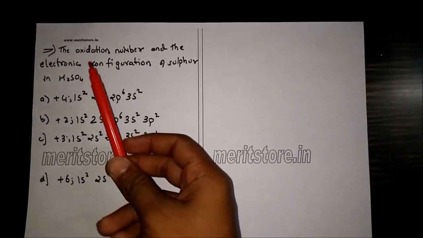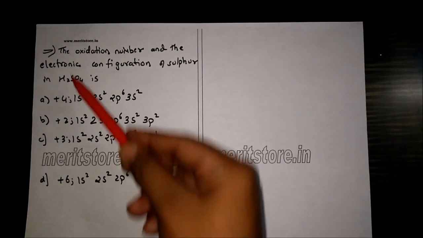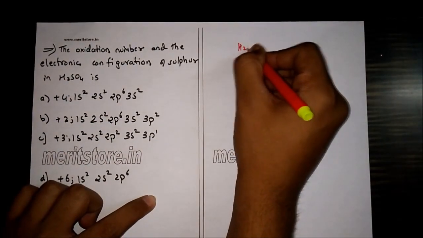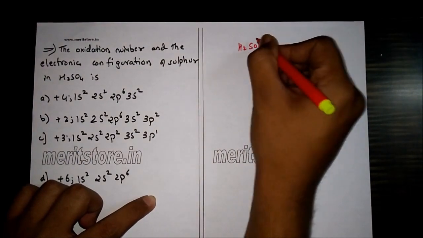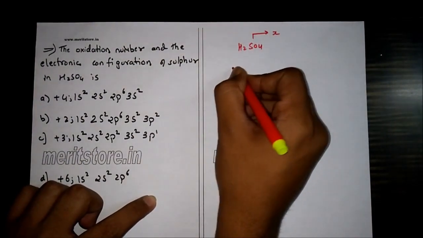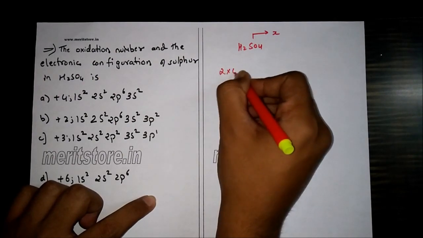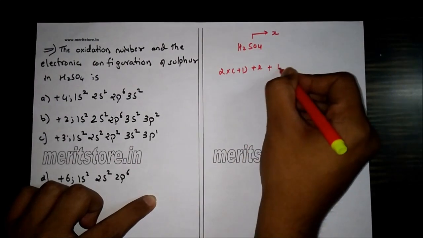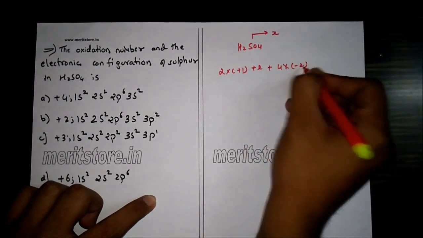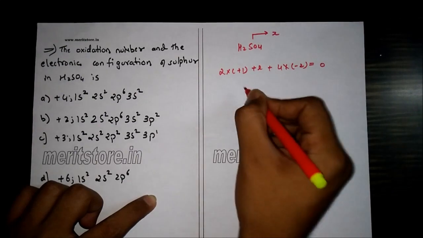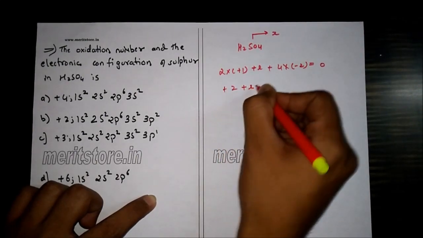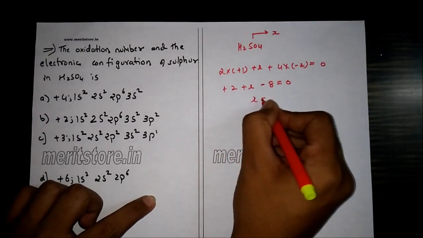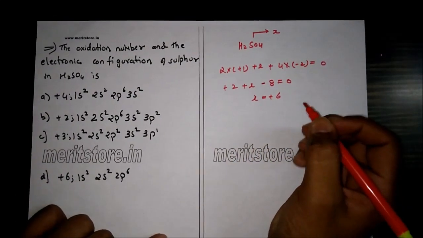Oxidation number and the electronic configuration of sulfur in H2SO4 is, here are the different options given. Now let's look at the compound H2SO4. Let the oxidation number of sulfur here be X. Therefore 2 into plus 1, which is the oxidation number of hydrogen, plus X plus 4 into minus 2, which is the oxidation number of oxygen, is equal to 0. Therefore plus 2 plus X minus 8 equal to 0. Therefore X is equal to positive 6. So here the oxidation number is plus 6.